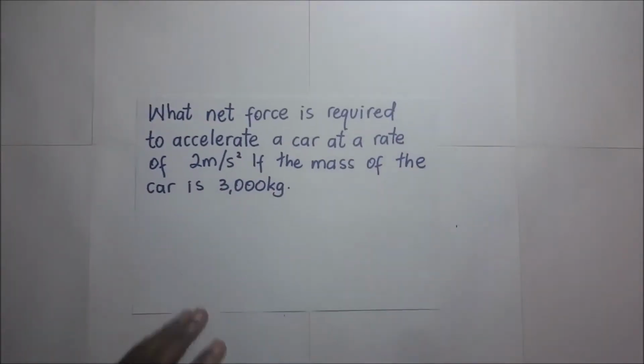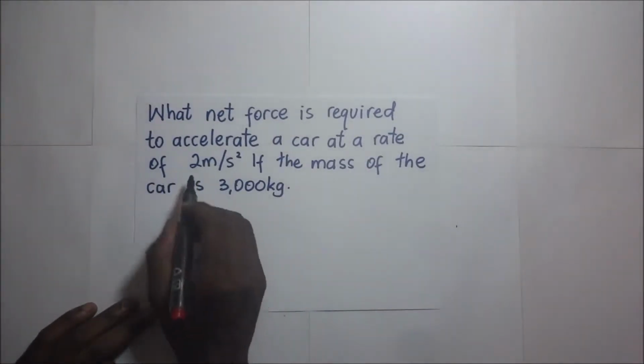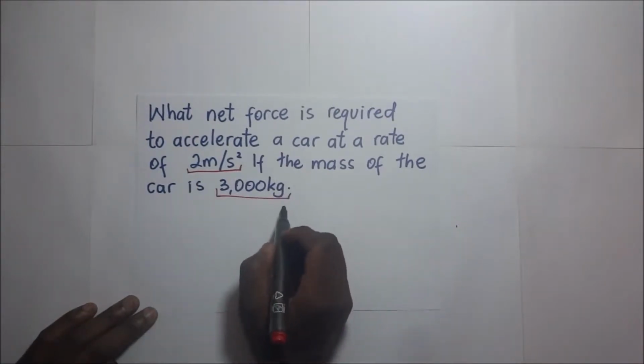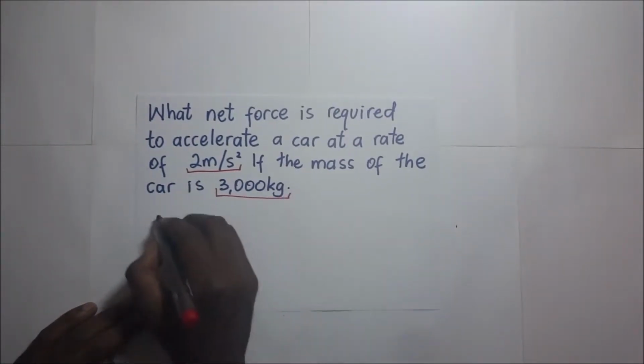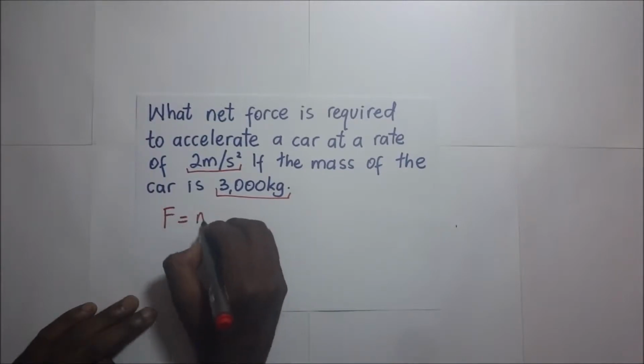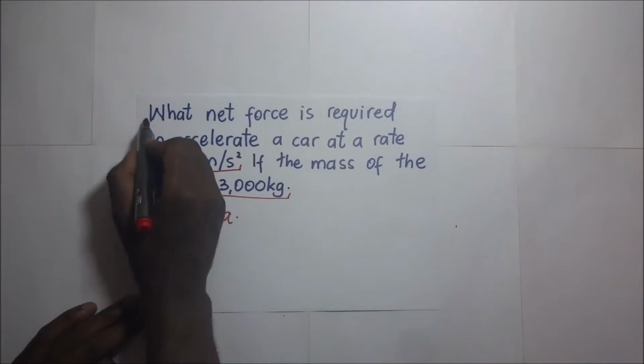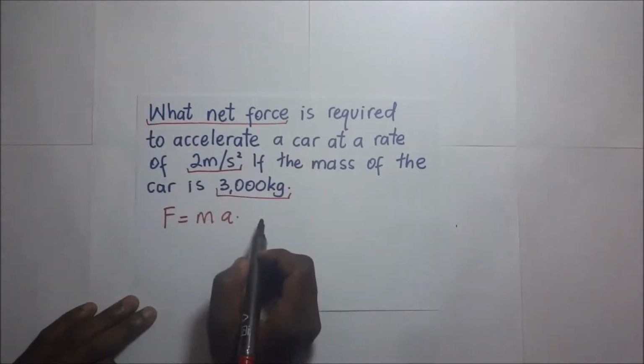We are being asked what net force is required to accelerate a car at a rate of 2 meters per second squared if the mass of the car is 3,000 kilograms. So of course, using our relationship, we know that F is equal to mass times acceleration. Now we are being asked to find the force. What is the net force? That is what is required.